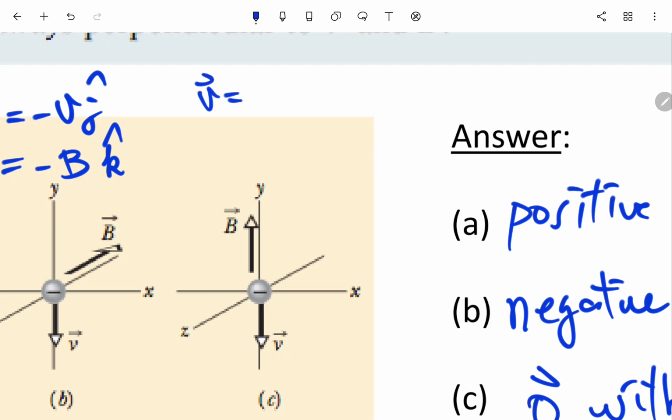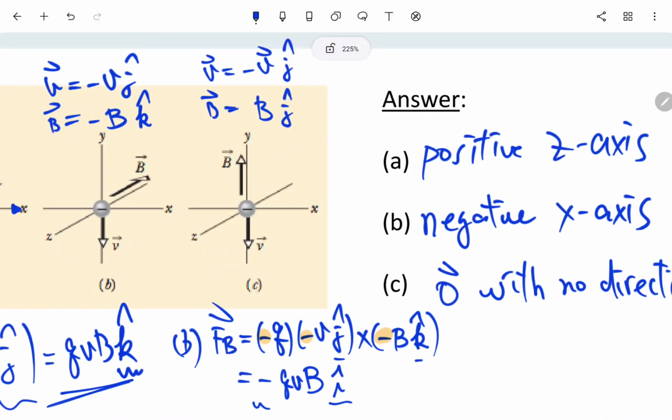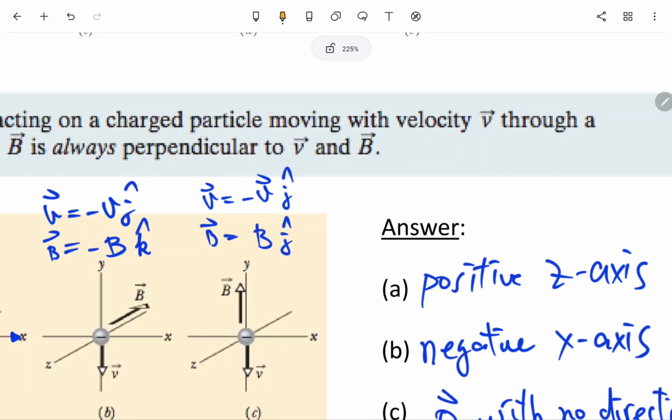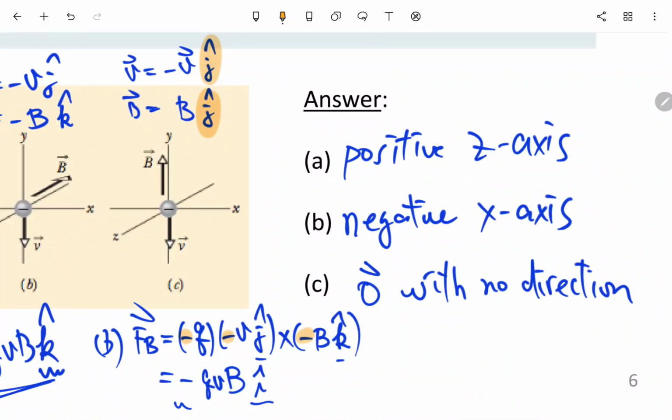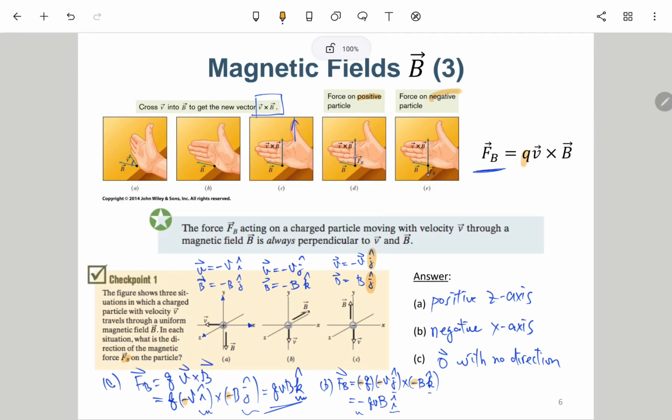For this one, v is the negative y-axis, so negative v j hat, and then for B we have a positive y-axis, B j hat. I don't need to write all the things. You can simply see that we have j hat cross j hat, which will be 0. So you can simply expect that there will be a zero vector there, which means it has no direction. Any question about the unit vector notation?